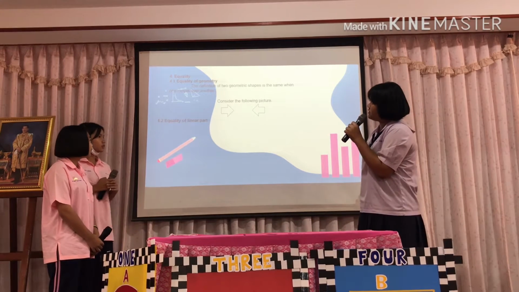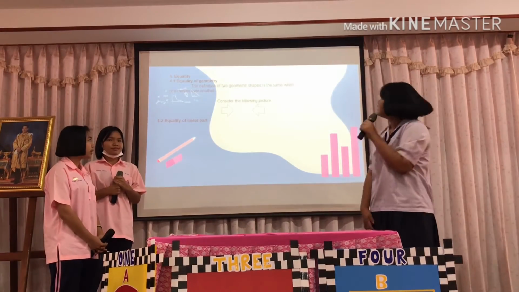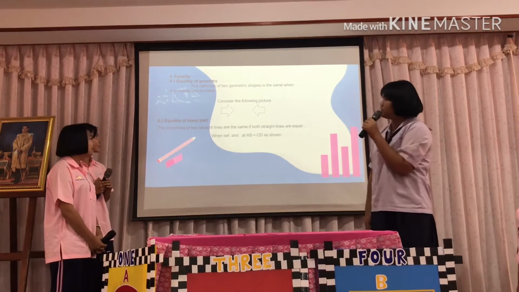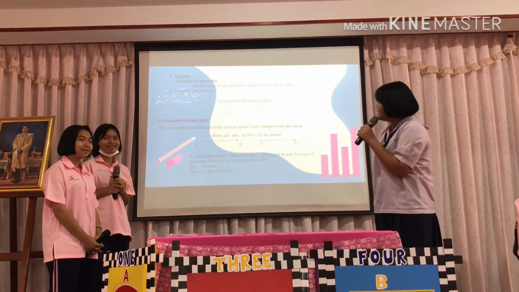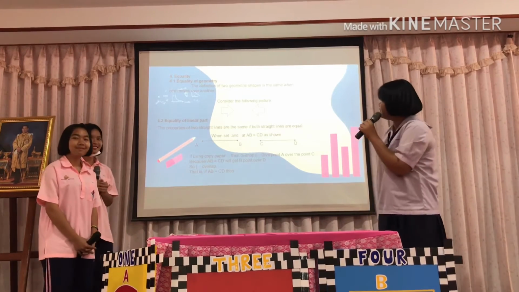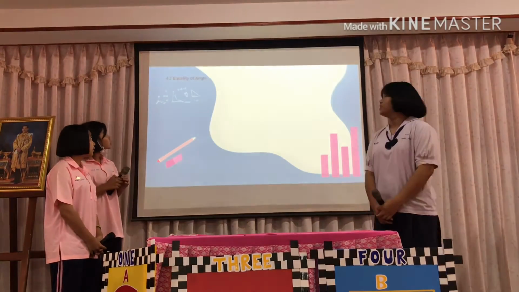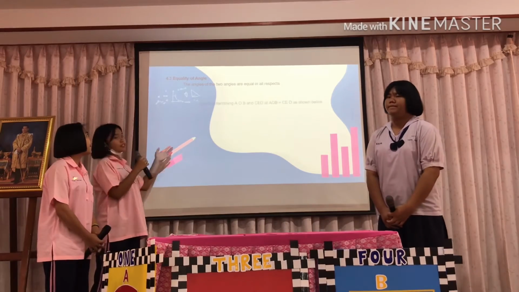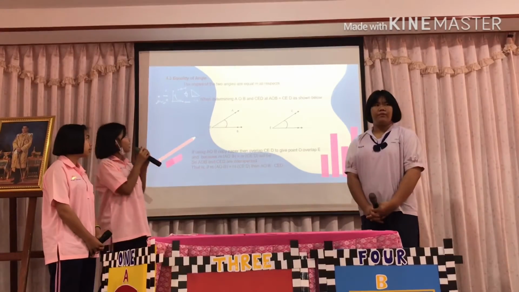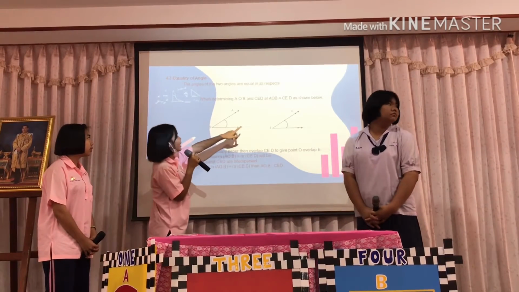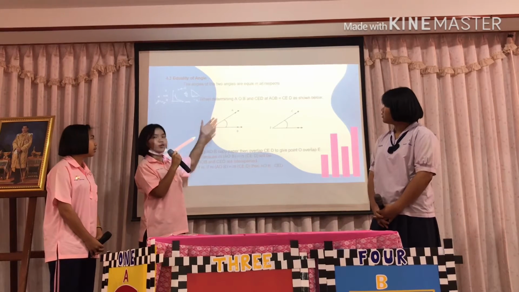4. Equality. 4.1 Equality of geometry. The definition of two geometric shapes being the same is when one moves over another. 4.2 Equality of linear paths. The property of two straight lines is that they are the same if the straight lines are equal. Equality of angles. Two angles are equal when AOB equals CED, as shown below.